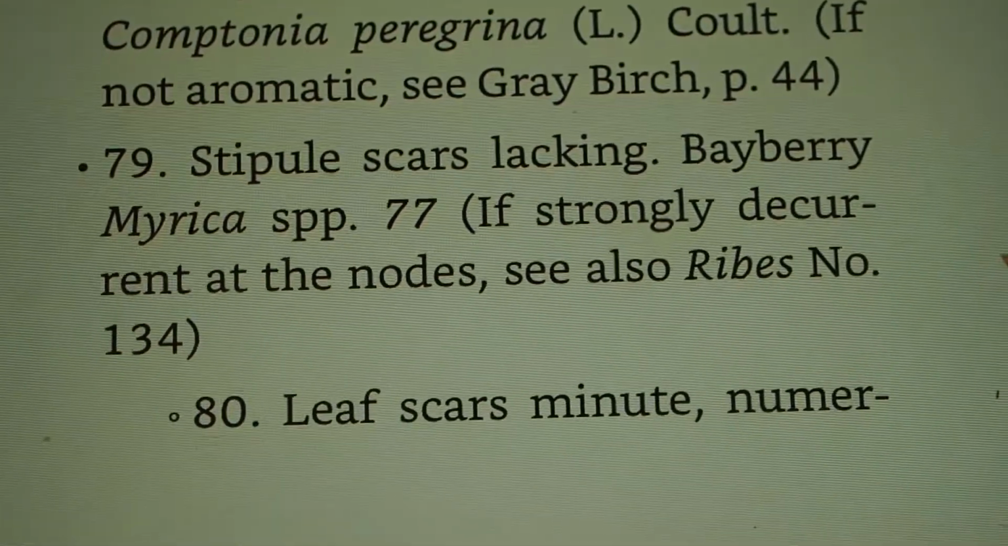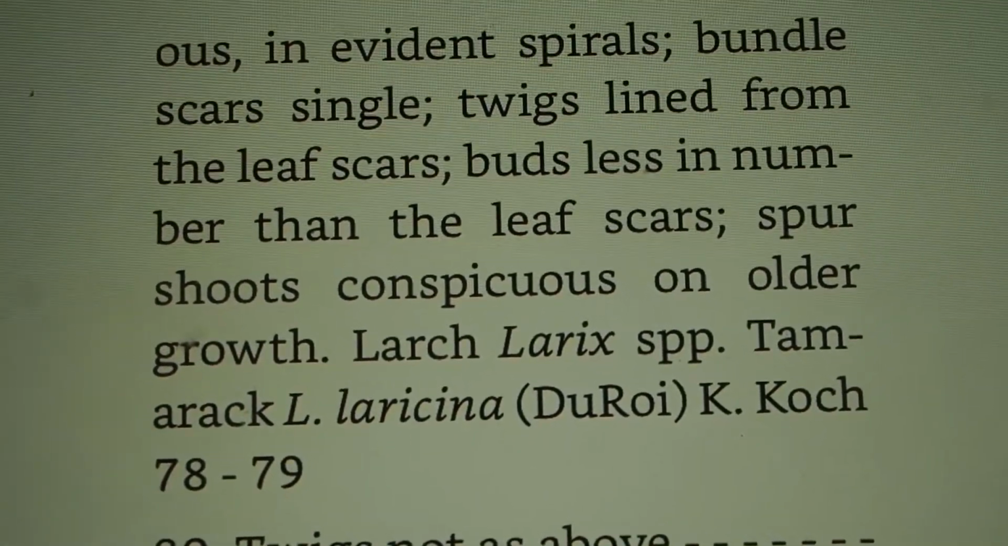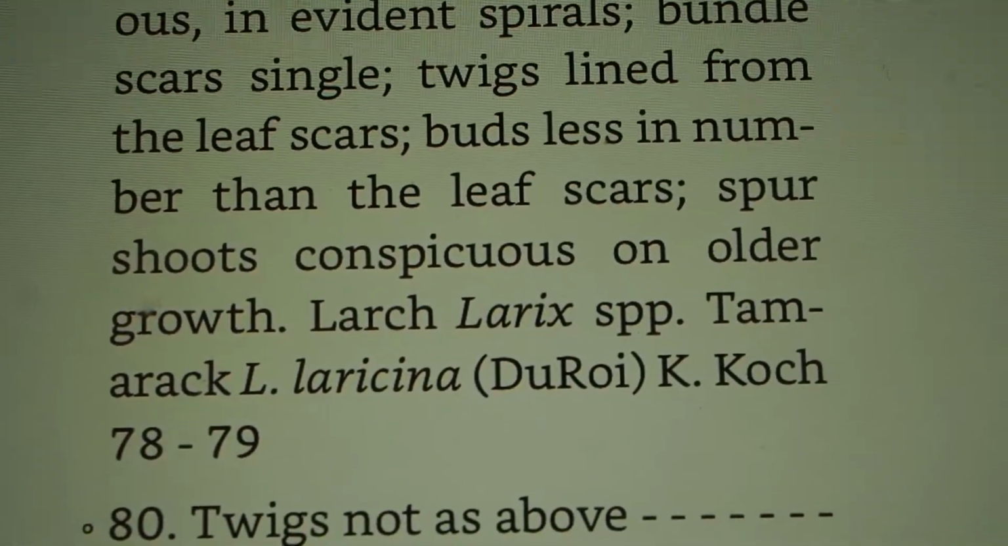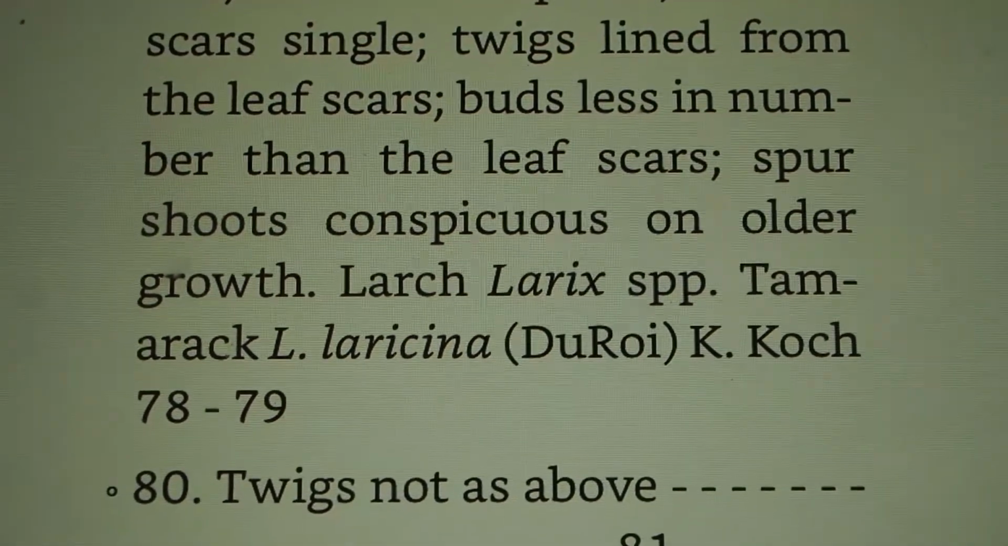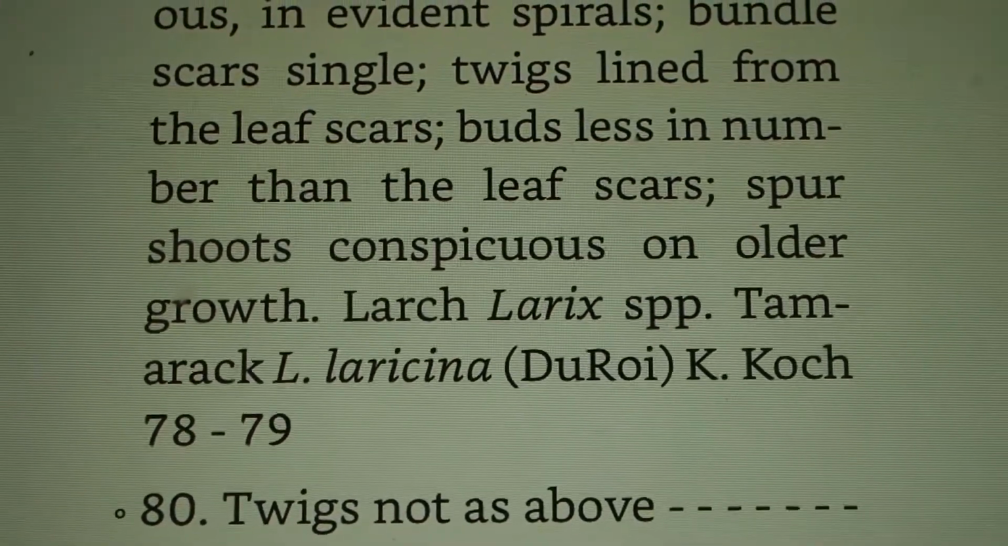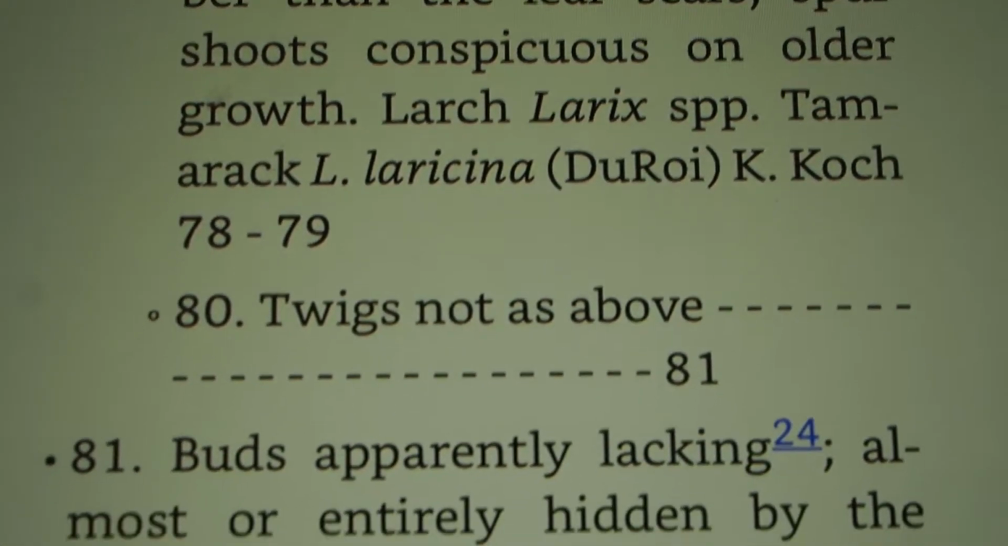And couplet 80 kind of goes on and on. Leaf scars minute, in spirals, bundle scars single, twigs lined from the leaf scars. A very detailed description of something that is totally not this twig. And that happens to be our first instance where there's an actual plant that comes up. It's larch, it's a deciduous conifer, which this totally isn't. So we go to couplet number 81.